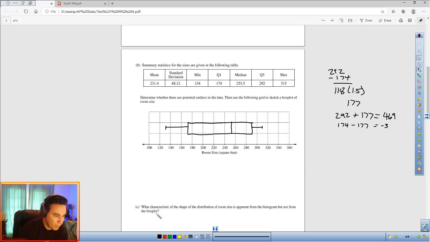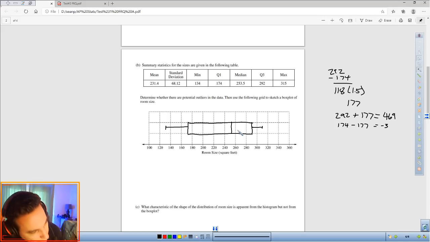And then on the bottom here, what characteristic of the shape is apparent from the histogram, but not on the box plot? The modality. You cannot tell there's any bimodal going on here when you look at just the box plot. So see how different that is? The box plot can totally hide some information that would have been important. There were two centers, right, of these residence hall sizes. So sort of important.